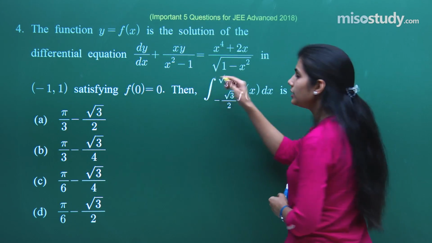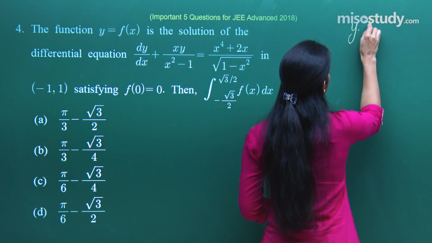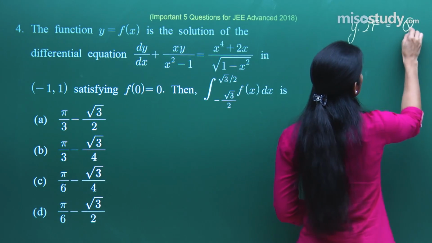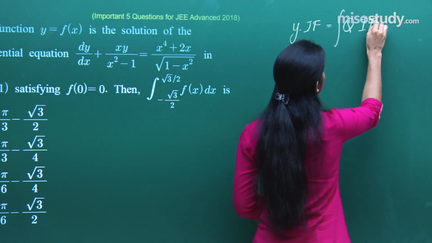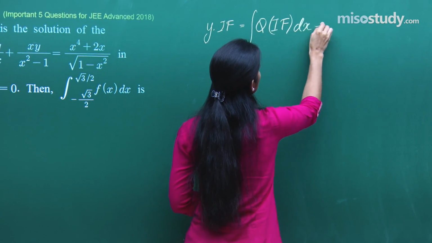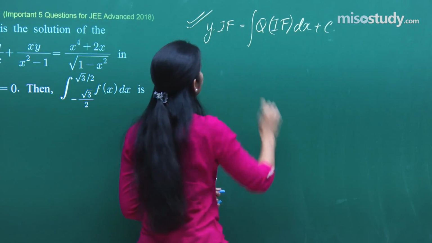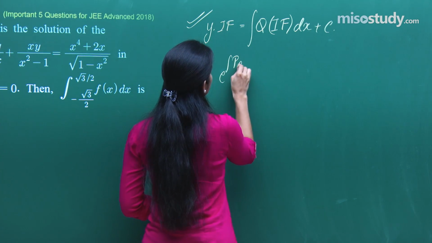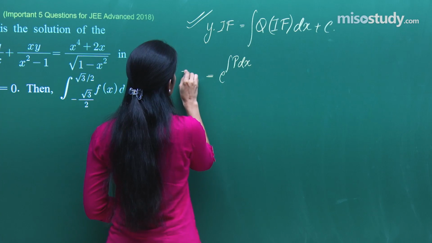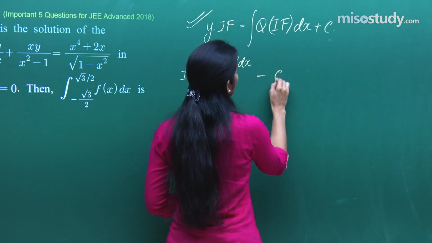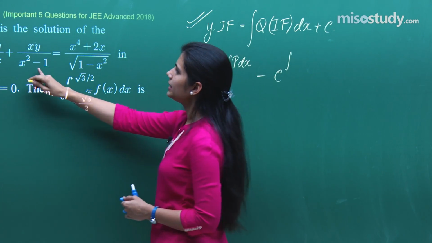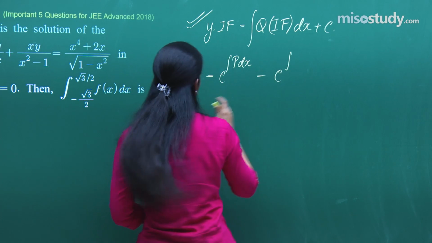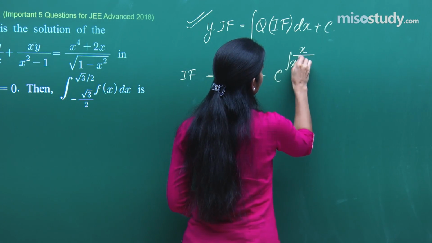How is the solution given? y into integrating factor is equal to integration of q into integrating factor dx plus c. Now what is the integrating factor? e to the power integration of p dx is your integrating factor, which is e to the power integration of p, which is x upon x square minus 1, dx.